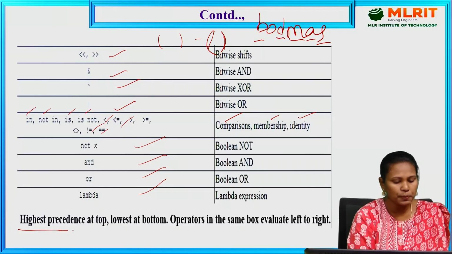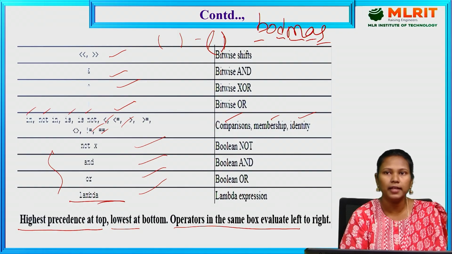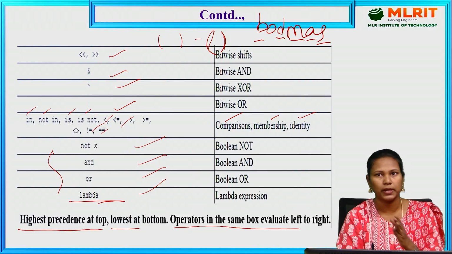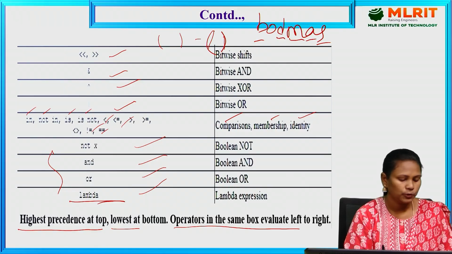So highest precedence is at the top, lowest at the bottom. This is the lowest precedence. Operators in the same box are evaluated left to right. So we are following left to right only in this way. Left to right. We are following the brackets. So this is the section.